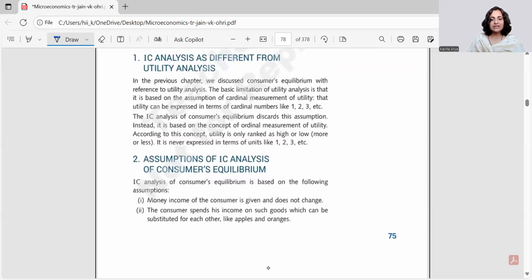When we talk about this indifference curve, it's different from utility, how and why. In the previous chapter, we talked about the cardinal aspect of utility, right? And cardinal measurement of utility assumes that we can measure the utility in cardinal numbers 1, 2, 3, 4. Means after having one apple, I got the satisfaction worth, say, 5 utils. This was the assumption of Marshall, the one who propounded this theory.